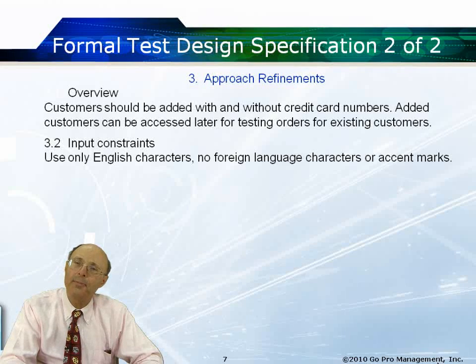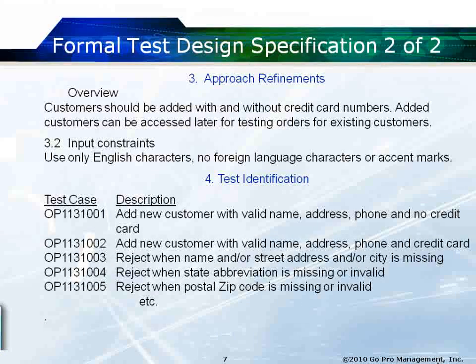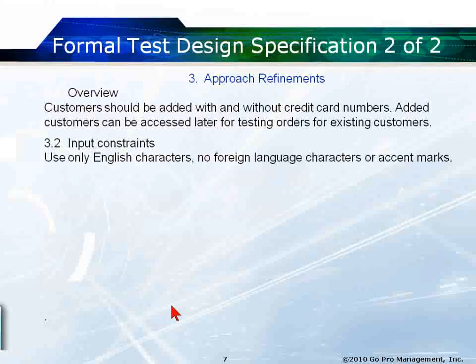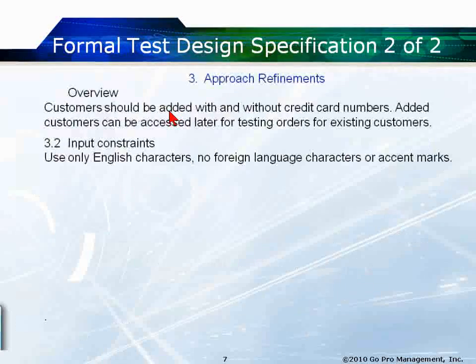And then the big thing that differentiates the formal test design specification is that it identifies the set of test cases that taken together will give us confidence that these features to be tested have been demonstrated. So we're demonstrating 2 things. We're identifying test cases that demonstrate that these things have been demonstrated, and when they in turn have been demonstrated, that gives us confidence that the test design specification has been satisfied.